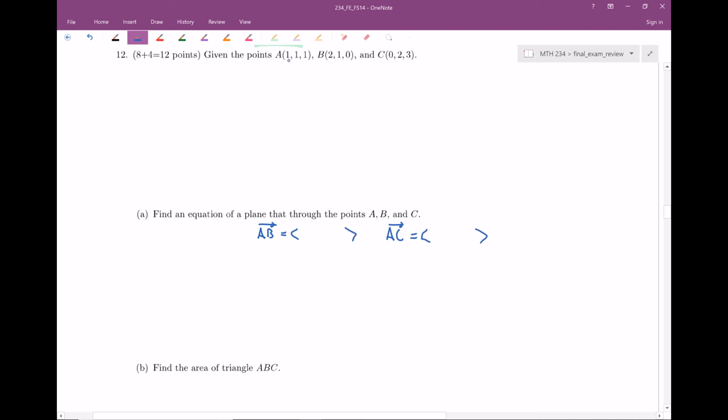Alright, so AB. I start at 1 and I end at 2. How many steps did I take? 1. I start at 1 and I end at 1. Well, I must have taken 0 steps. I start at 1, I end at 0. I must have taken negative 1 steps.